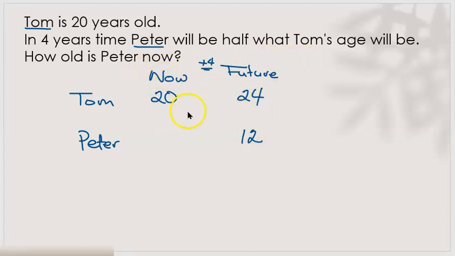How old is Peter now? But remember, he'll be 12 in 4 years' time. So we're going to have to minus 4 to get the age of Peter now. And if we minus 4 from 12, what are we going to get? Correct, we're going to get 8. All right, I know you got it right.